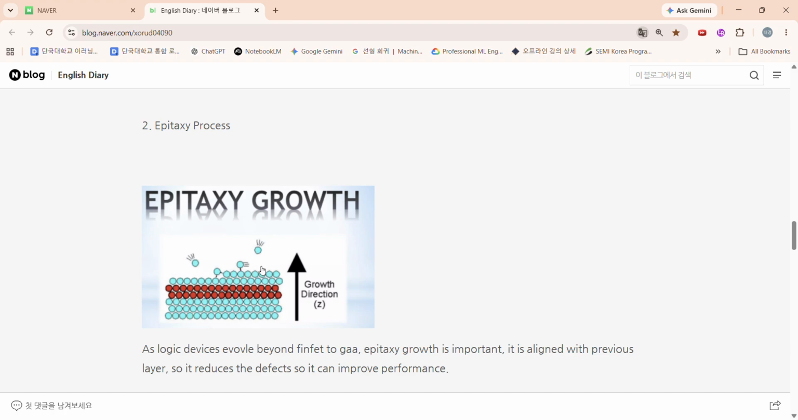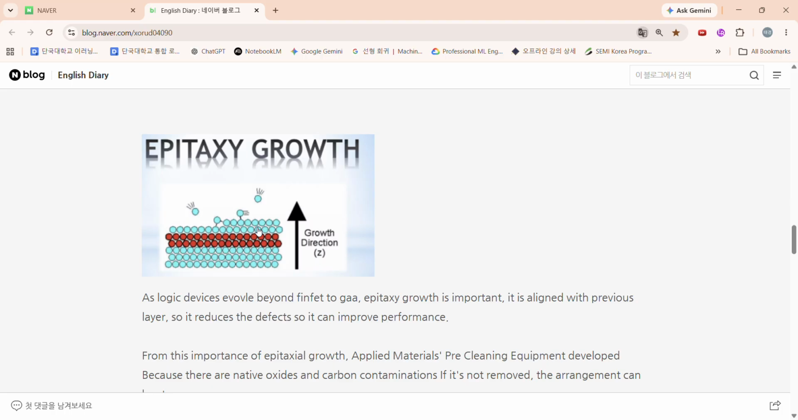for electrical signal improvement. Then we usually use epitaxy growth for identical arrangement. Because if we just deposit another material on the previous material, then the atom arrangement is different, so it can degrade the performance. So that's the reason why we use epitaxy growth.